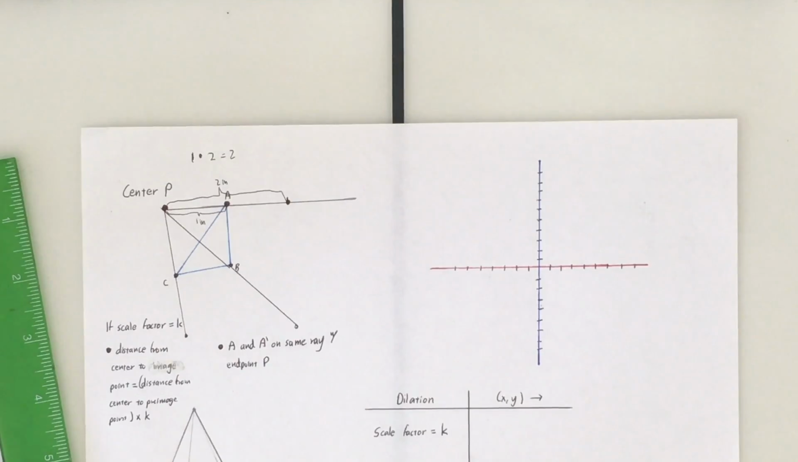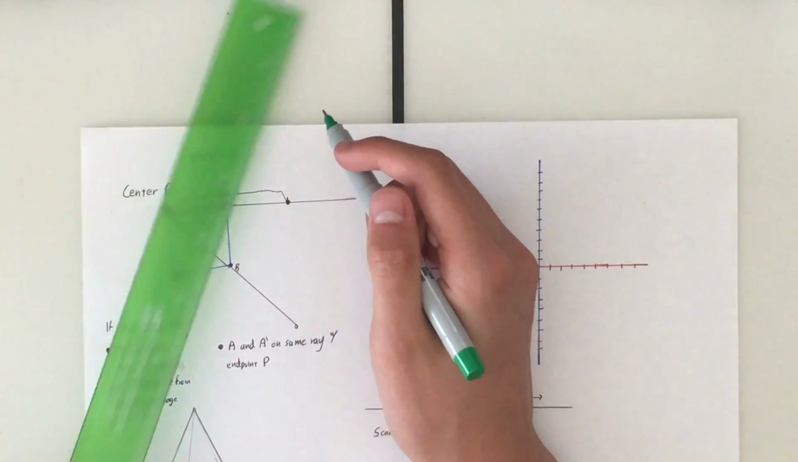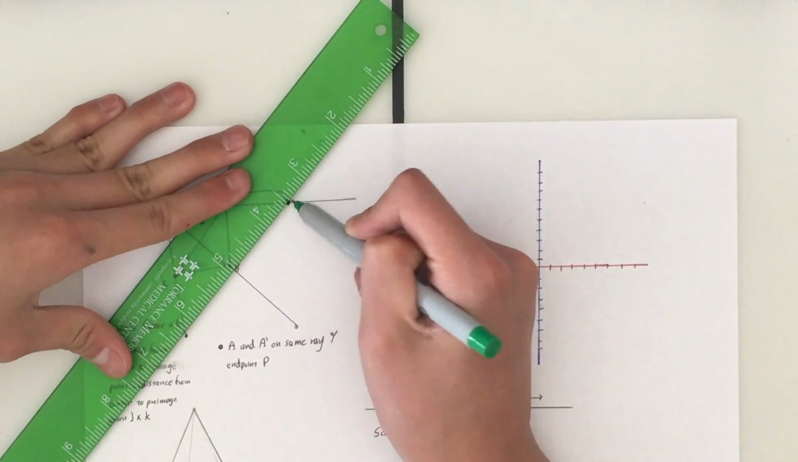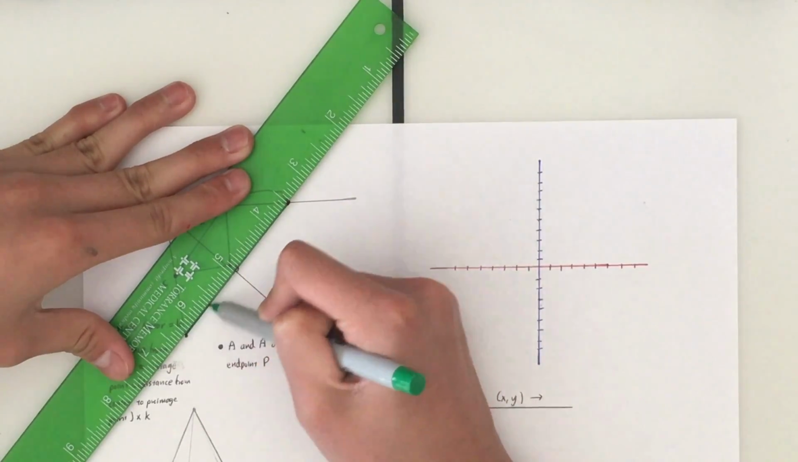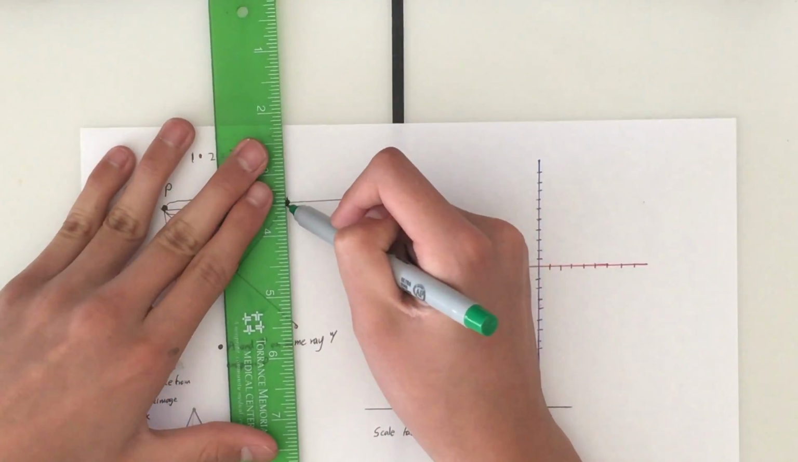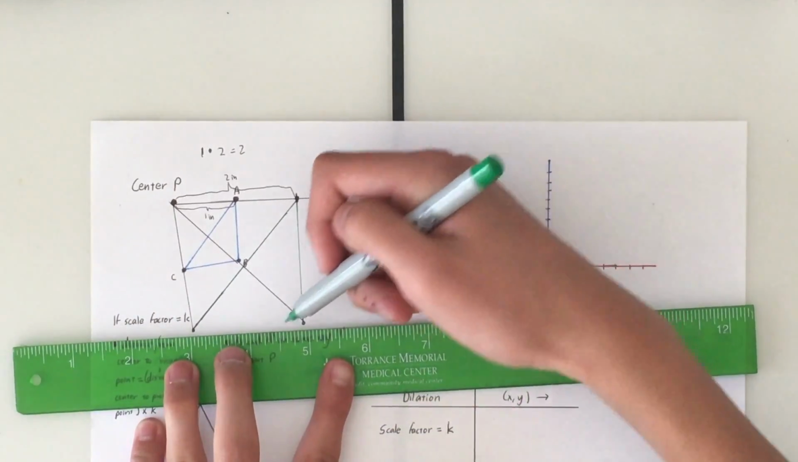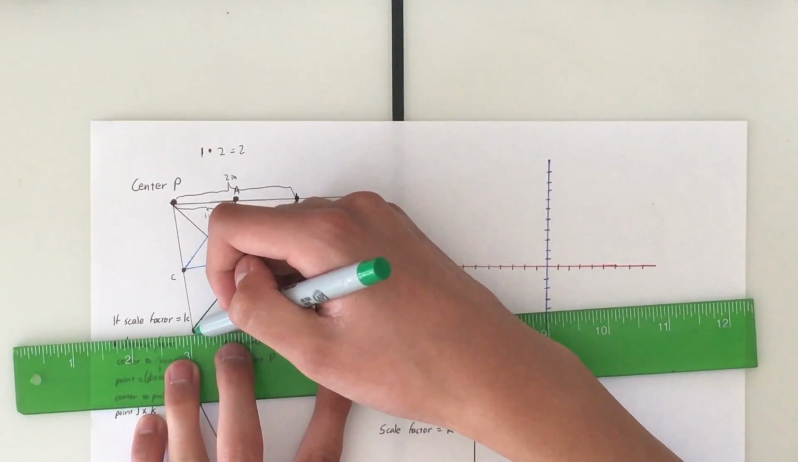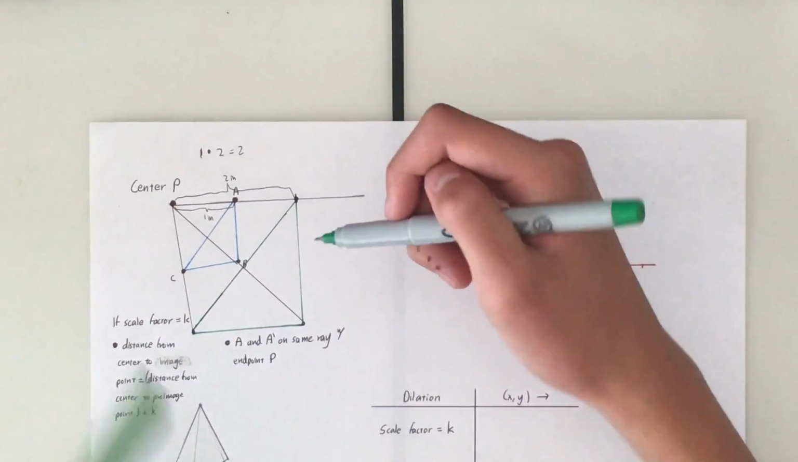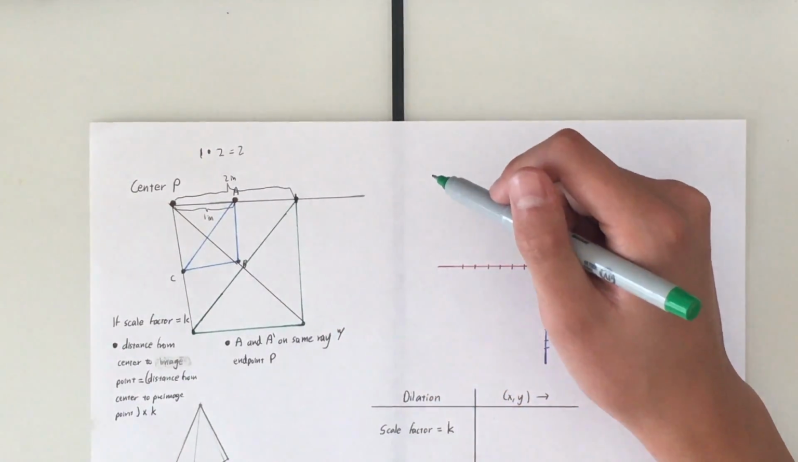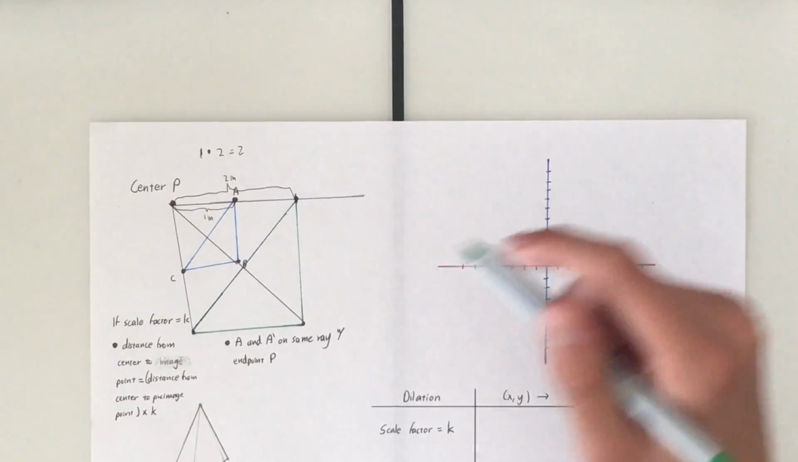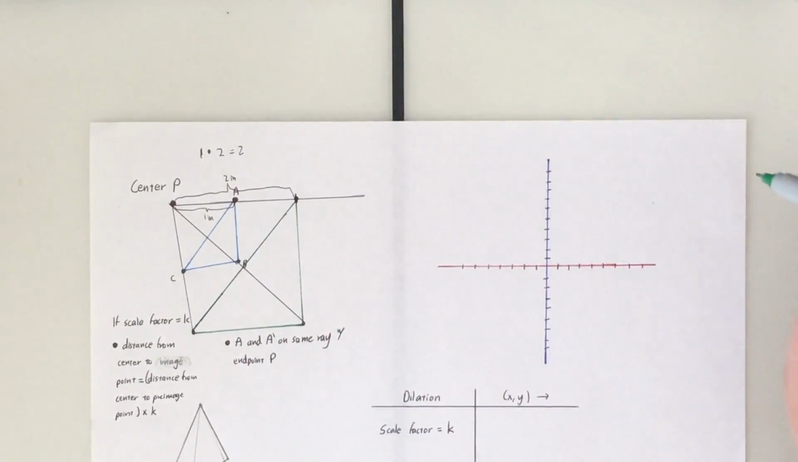So when you're finished, you should get a figure that is similar to your original pre-image, but it's now either bigger or smaller, depending on the scale factor. So if the scale factor is greater than 1, then your image is going to be bigger than the original. If your scale factor is lower than 1 and greater than 0, then it's going to be smaller. And let's try that right now.